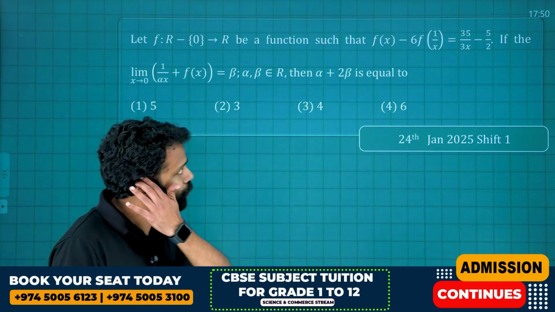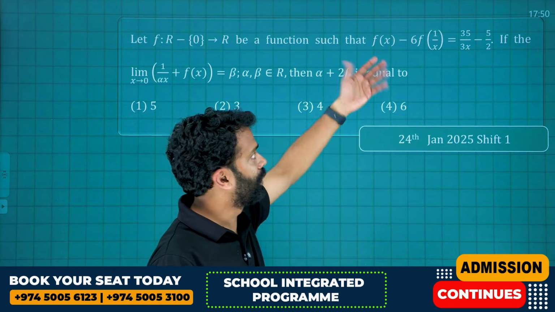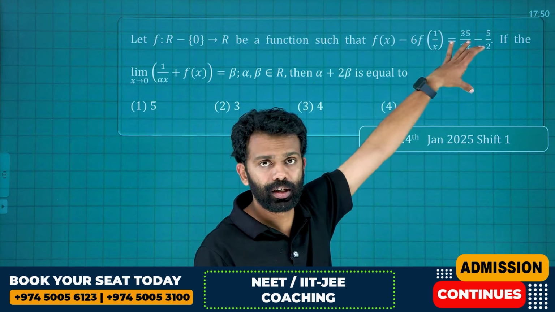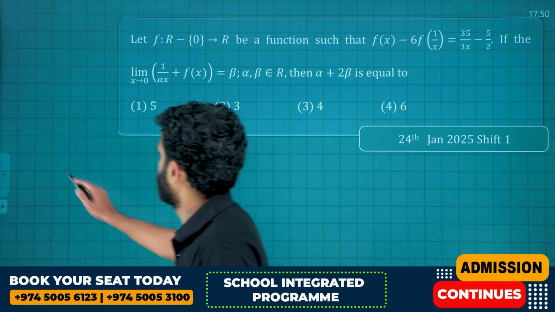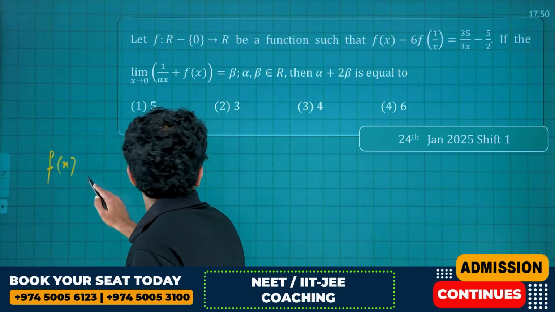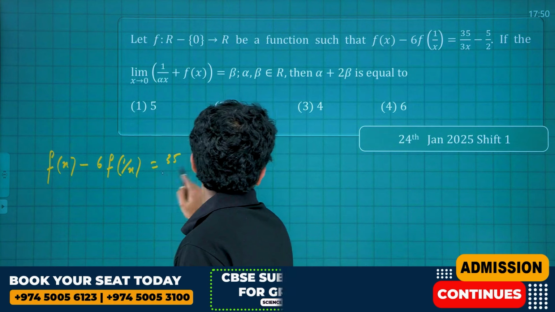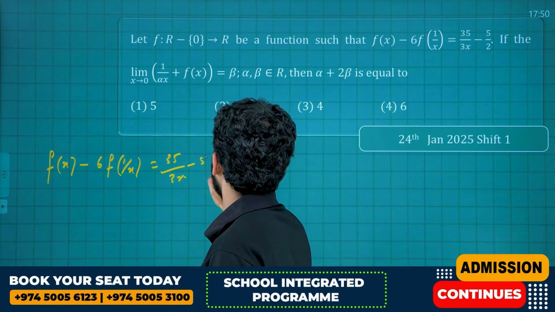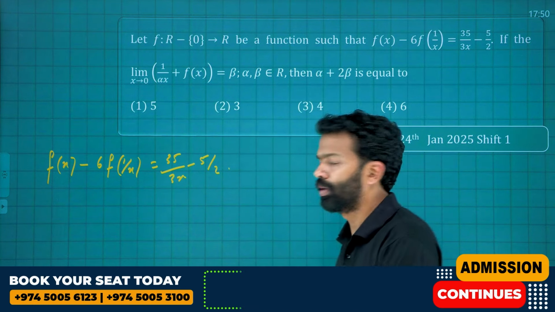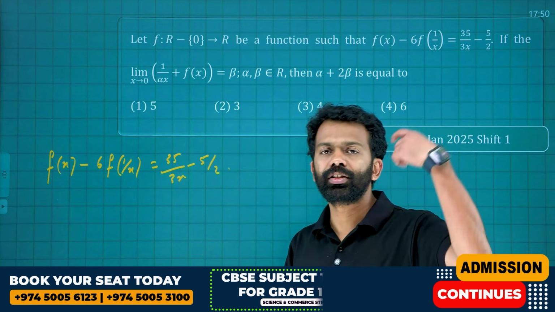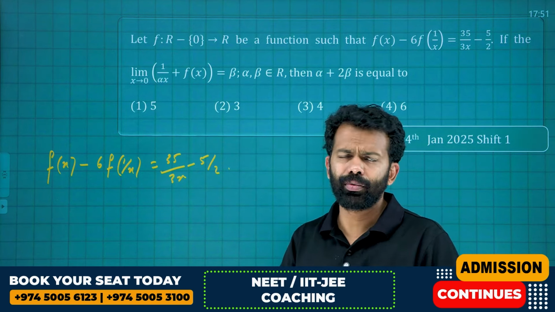So all of you should know how to solve this equation. It has been asked for ages. Since a very long time, a question regarding an equation like this has been asked. So we can solve it like this. I am going to write this one time, that is f of x minus 6 into f of 1 by x is equal to 35 by 3 into x minus 5 by 2. See, we already have an equation containing f of x and f of 1 by x. If you have one more equation which has f of x and f of 1 by x, then we can easily solve that using the elimination method or whatever method we are familiar with.